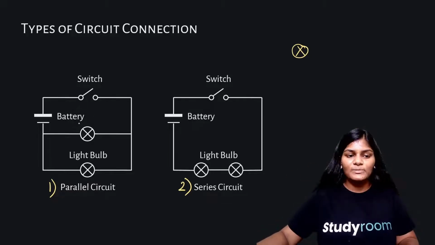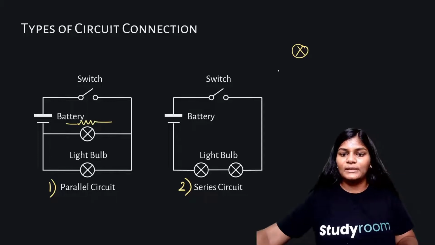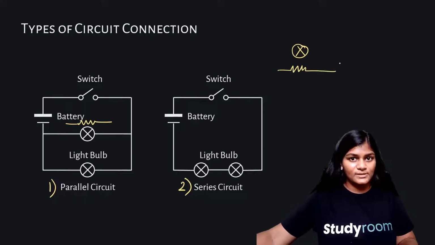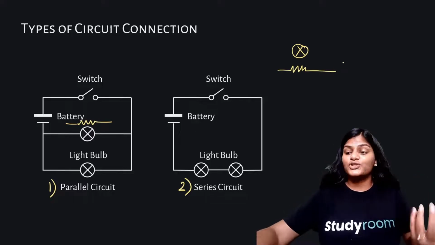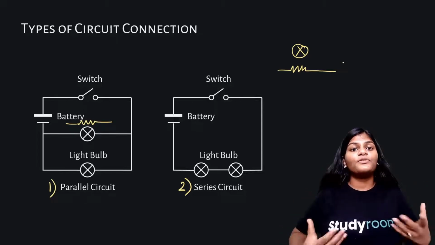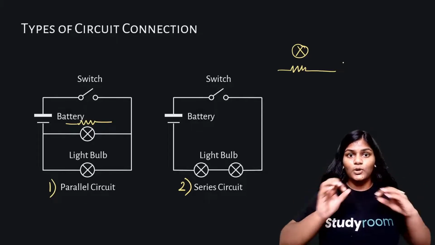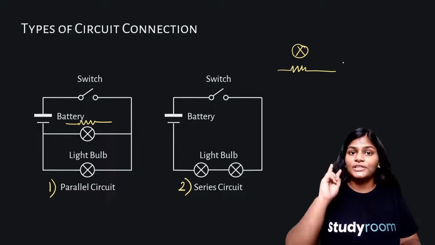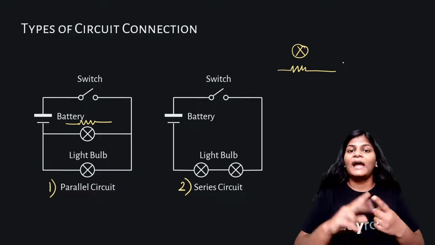This light bulb can actually be replaced by a resistor also. Like in place of this symbol, it can be the resistor symbol. That doesn't make a difference. It's just to tell you what those two different kinds of connections, the way the components are connected, look like. Okay, so these are the two ways, series and parallel.